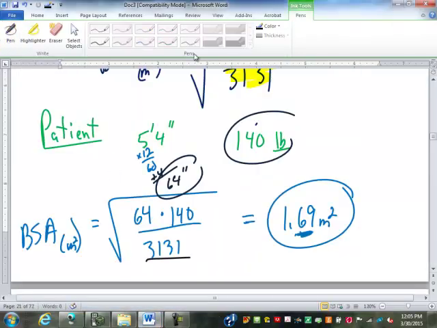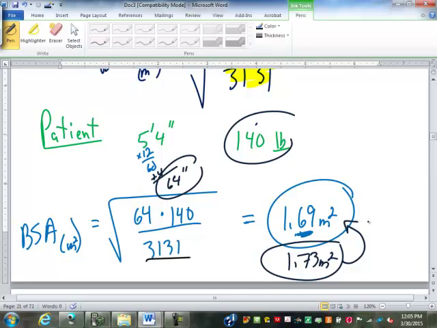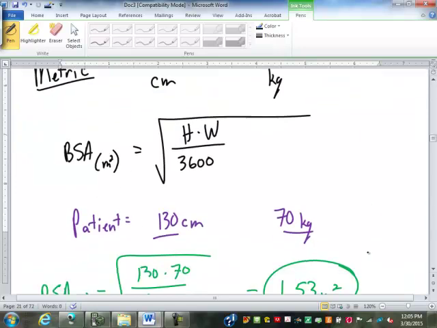Well, let's go back to our calculation here. Our calculation was 1.69. So the nomogram tends to always slightly overestimate the body surface area. We'll see in the next example, the metric example, it does the same kind of thing. So the calculated value is 1.69, the nomogram is 1.73. So let's look at this one.